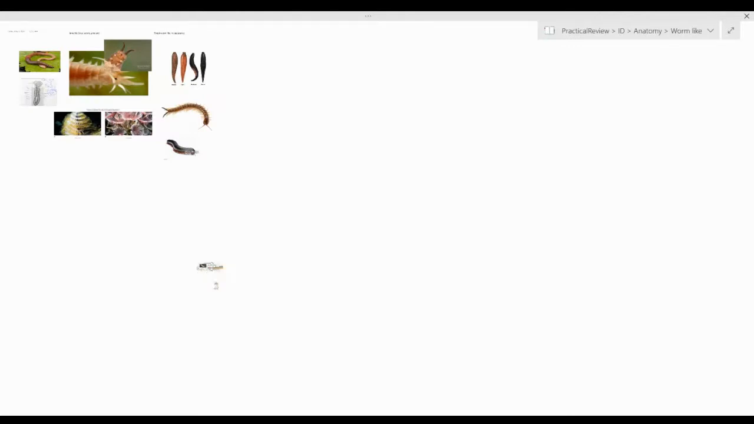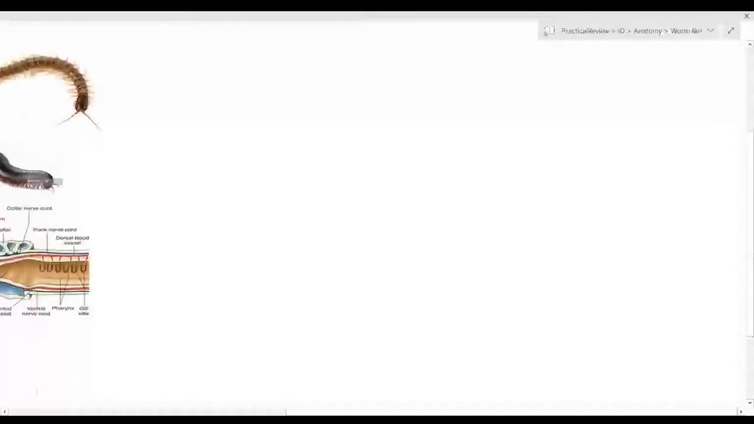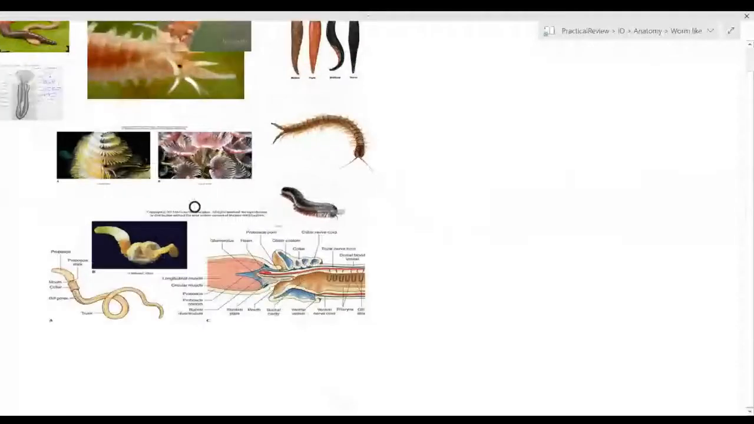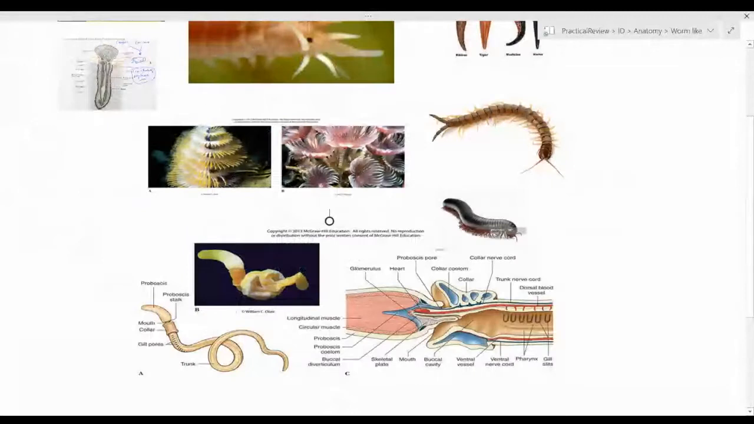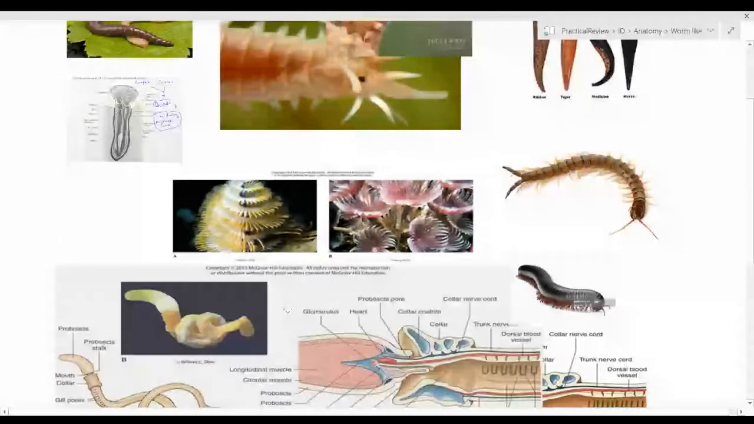And this will throw a wrench in your gears. Oops. Oh boy, sorry. Okay. So this page contains a number of worm-like creatures, only some of which are worms.